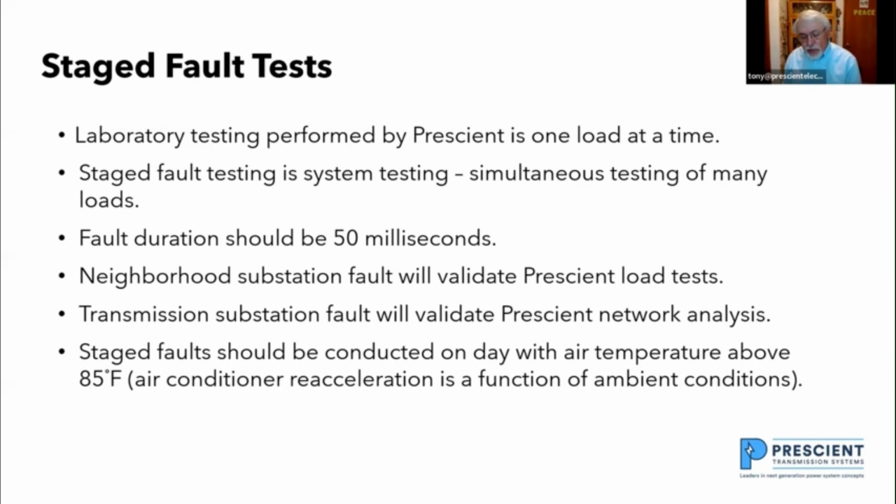And I mentioned before that we want to do these faults at 85 degrees air temperature, because it turns out that the air conditioner reacceleration is a function of the ambient conditions. If we got an air conditioner specialist involved, they could probably tell us the optimum temperature, the minimum temperature we had to do it at. But it has to be a high enough temperature to represent the conditions that we'd be looking at if an actual fault occurred.